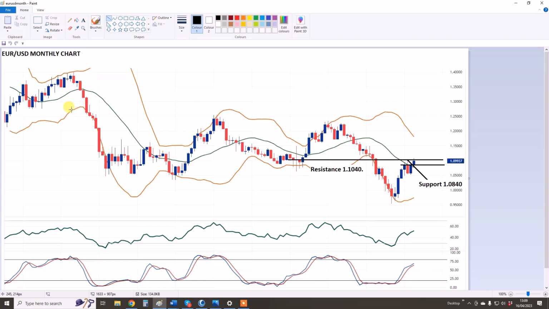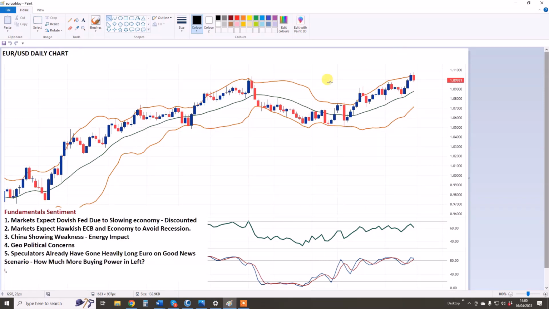So I now want to shift over to the daily chart. All right, Euro USD daily. I'll draw levels of entry, stop and target in terms of a break lower and a potential break higher in a moment. Now, in terms of the fundamentals and sentiment, I think the odds favour a break to the downside. Just go through the points.